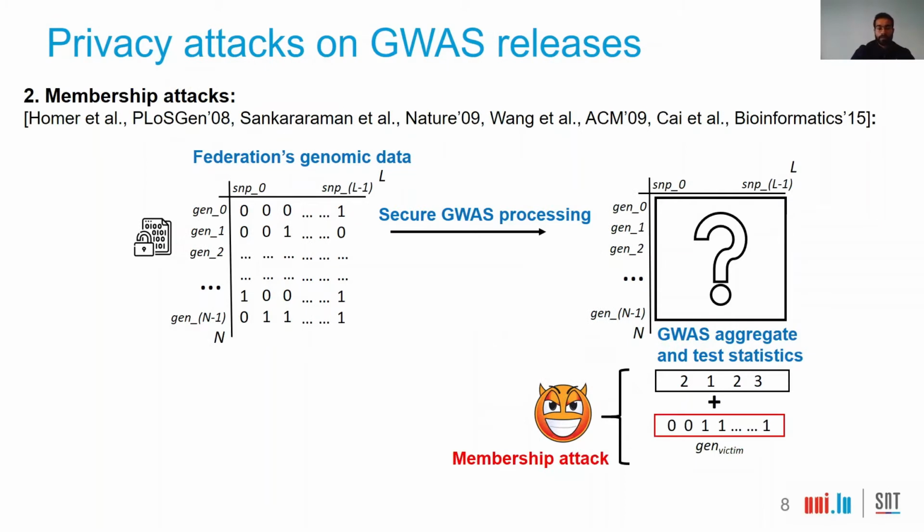On the other hand, in a membership attack, we follow the same pipeline as introduced before, but now we assume that the adversary has access to the genotype of the victim, in addition to the results of the study. And then he might be able to run some statistical tests in order to find out if the victim participated in a study.